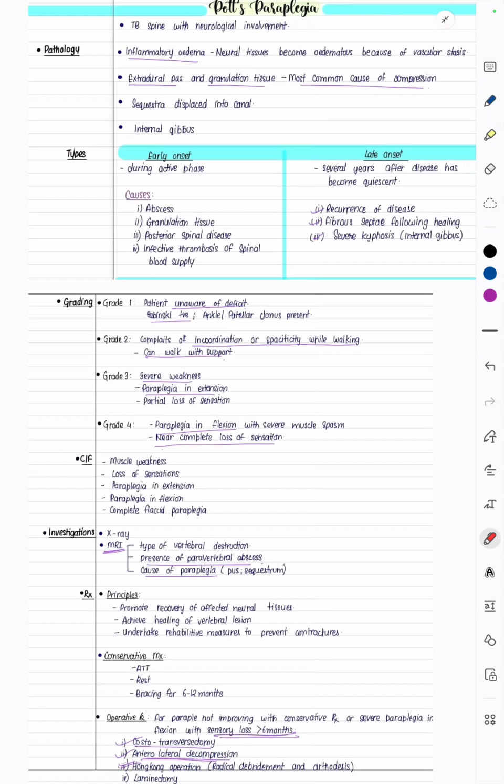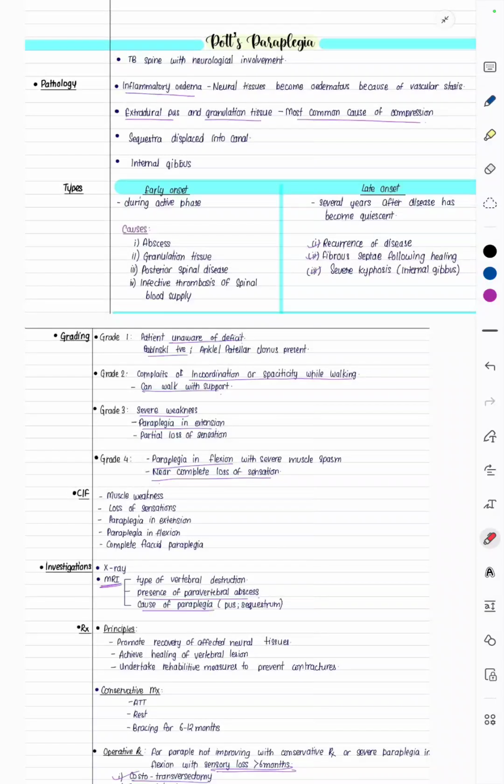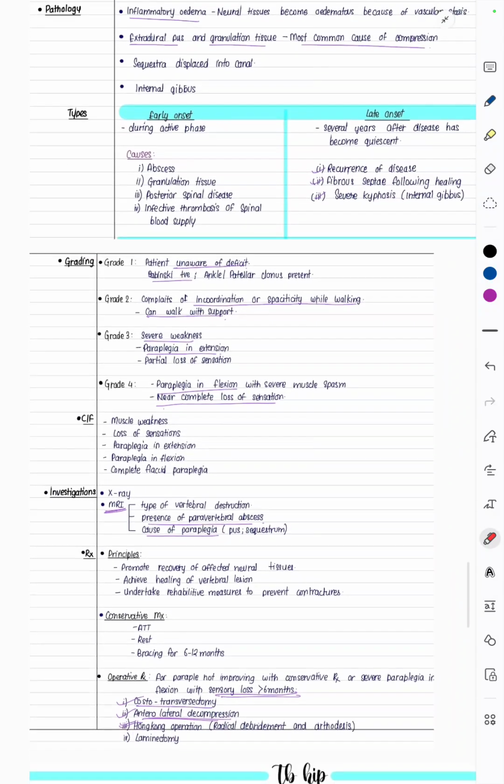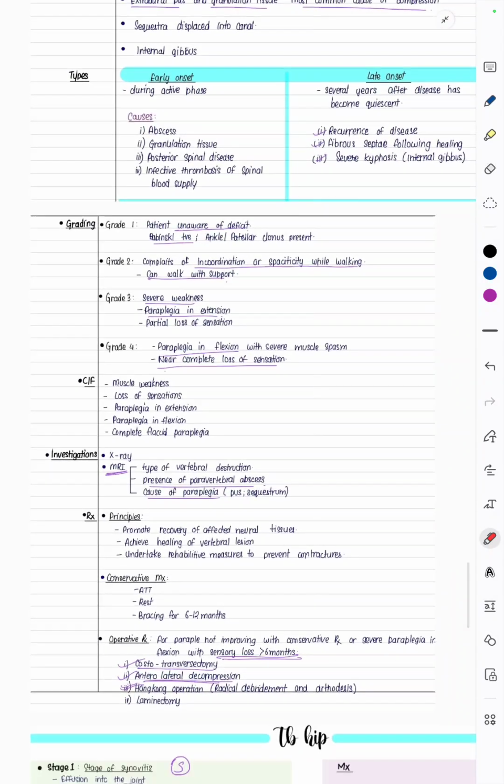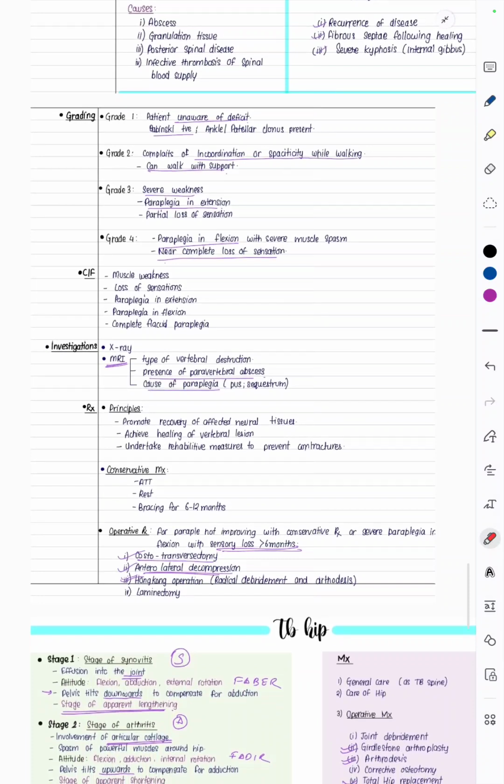However, when we do the neurological examination, the Babinski sign is found to be positive, or ankle or patellar clonus is present. In grade 2, the patient is now becoming aware, there is incoordination or spasticity while walking, however, the patient can walk with support. In grade 3, there is a severe weakness, paraplegia in extension, and there is a partial loss of sensation. In grade 4, there is paraplegia in flexion, there is a nearly complete loss of sensation.